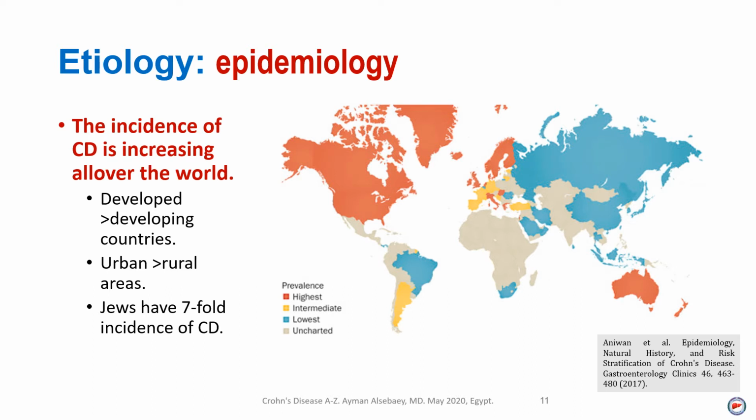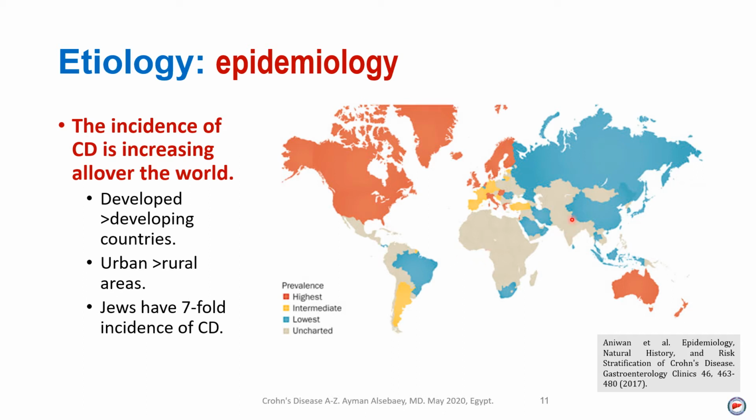If we look at the epidemiology of Crohn's disease, you will find that the incidence of Crohn's disease is increasing all over the world. And this map shows the distribution of the disease. The highest prevalence, you will find, is in the Americas, okay? But if we look at South America, you will find that it has intermediate occurrence and also the lowest recurrence. In Africa, it is uncharted, okay?